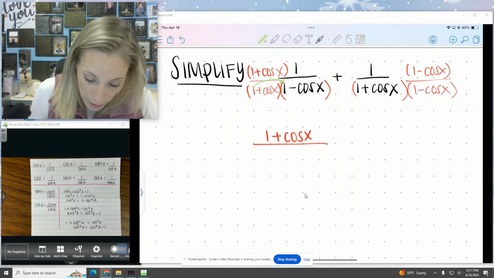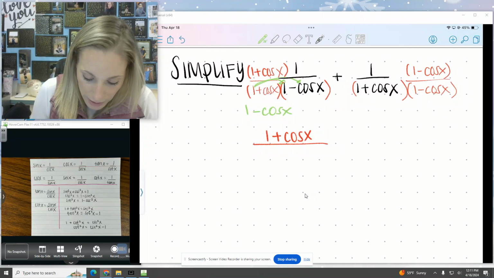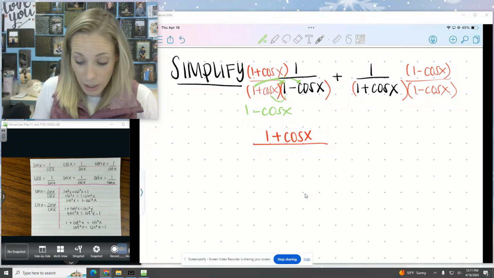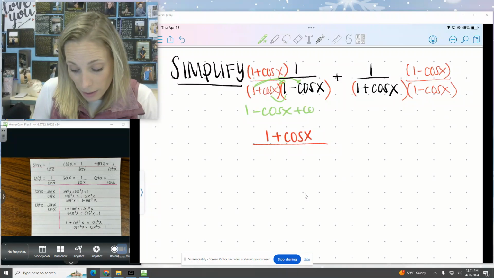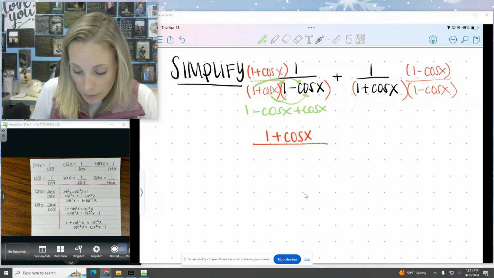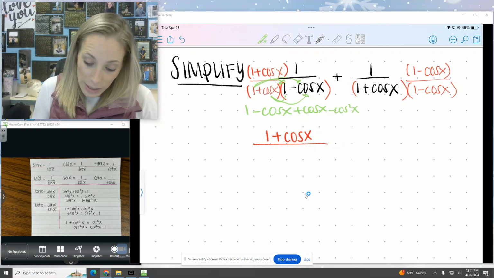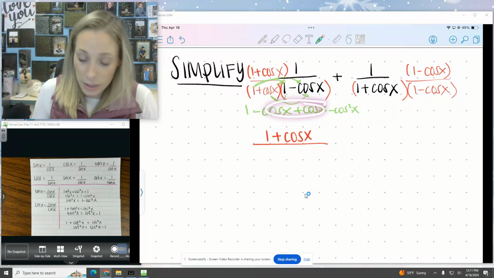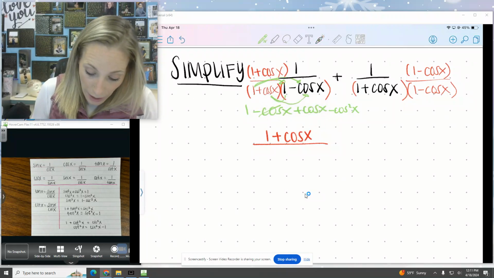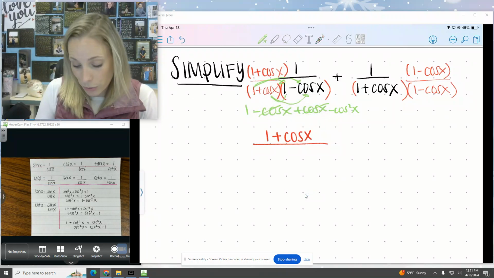So you say 1 times 1, and you get 1. Then 1 times negative cosine, and you get negative cosine of x. Then you jump to your next term: cosine times 1, which is positive cosine of x, and cosine times negative cosine, which is negative cosine squared of x. Hopefully what you see is that these middle terms cancel out, leaving you with 1 minus cosine squared of x.